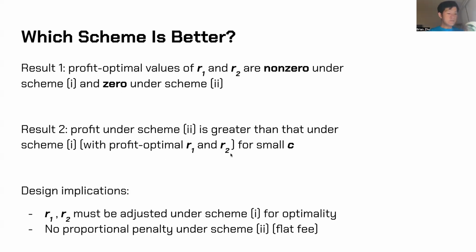So even with the disincentives to user participation that this fee incurs, the overall profit is going to be greater than paying for the cost themselves in most cases. So some design implications of this are that these revert rates must be adjusted under the first scheme to achieve the most optimal profits. And under the second scheme, you can preserve a flat fee, which is different from the previous setting without revert protection, where your penalties are proportional to what you bid.